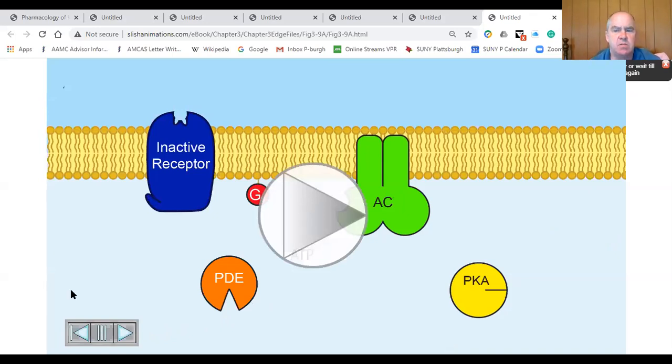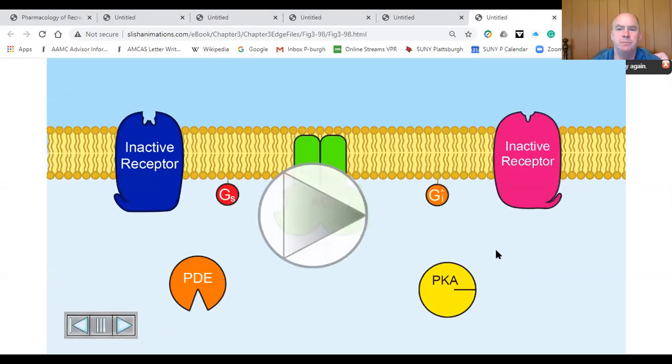All right, so that's the general scheme. Now the next question is, how does that interact on a postsynaptic side to change ion channels and cause a change in the cell? A lot of different ways this can work. Let's back up a little bit.